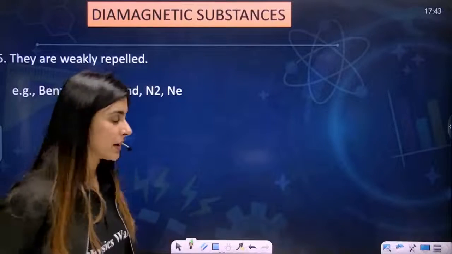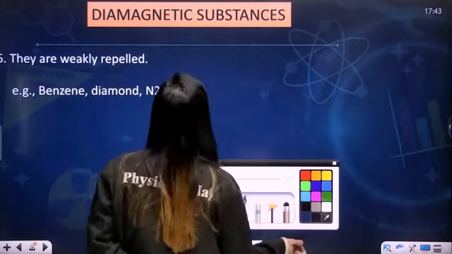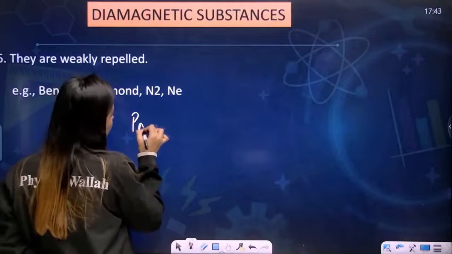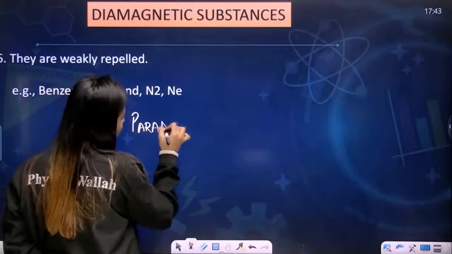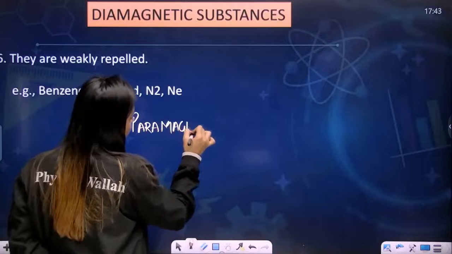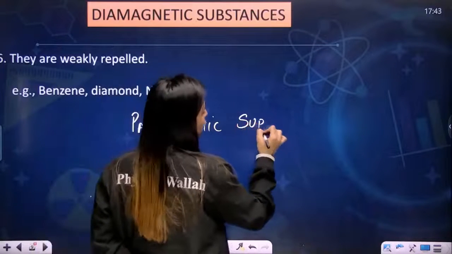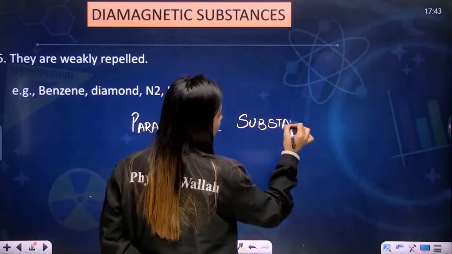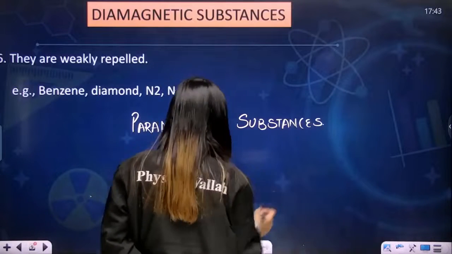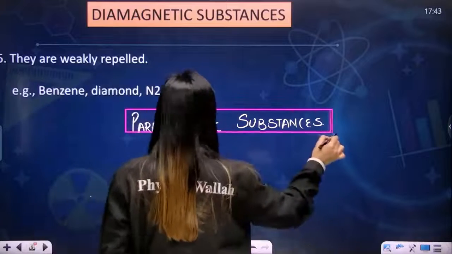Okay, perfect. After this, my dear students, you have one more magnetic property, that is paramagnetism. So what happens in paramagnetic substances? Just let me write it down because it is just a simple part to understand.